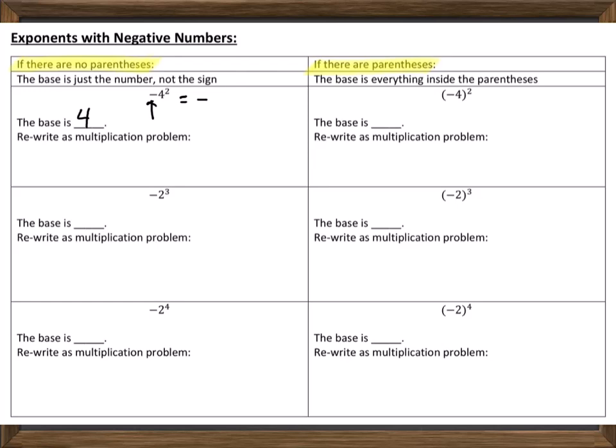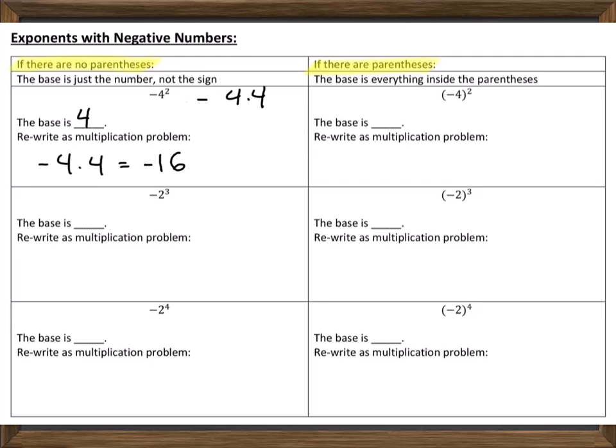So then we just have the 4. The 4 is what's getting multiplied by itself twice, not the negative. So we have negative 4 times 4. Again, there's no parentheses. The negative sign is not getting duplicated. So we have negative 16.